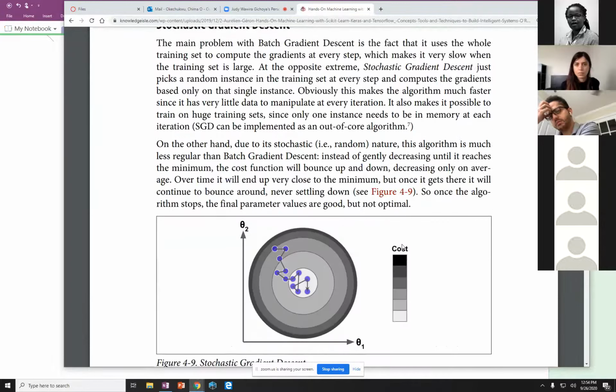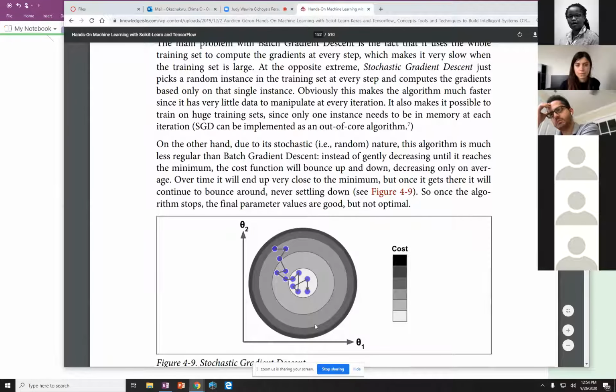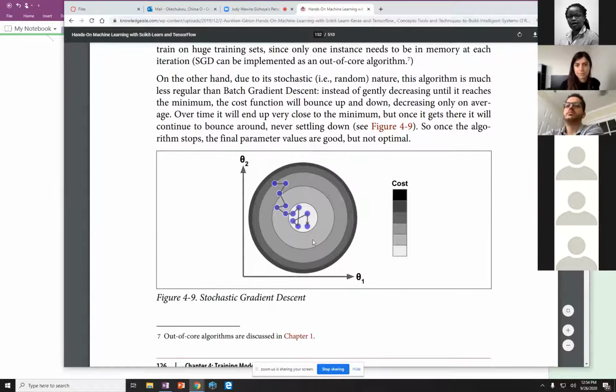The one thing with stochastic is since you're basing it off every single example, it sort of goes around. It doesn't really hit the minimum. It just sort of hovers around the minimum, if that makes sense. Yeah, just sort of hovers. I figured stochastic meant something. It means random. And that's pretty much how it looks.